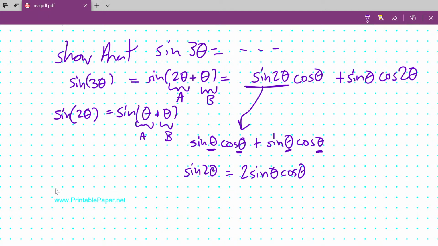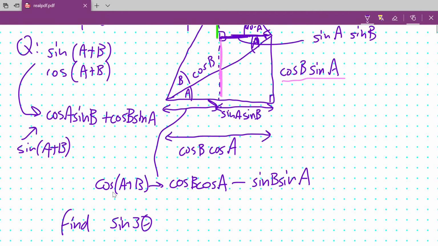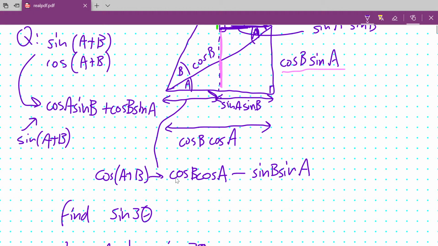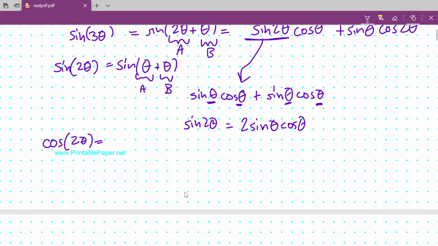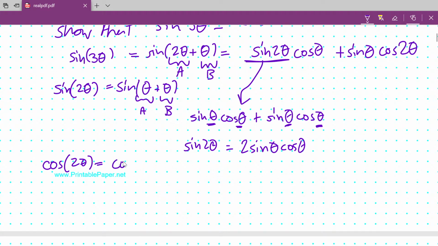And secondly, to find cosine 2 theta, you have cos b cos a minus sine b sine a. And if both a and b are theta, you just have cos theta times cos theta minus sine theta times sine theta. Or you might recognize that it's cos squared theta minus sine squared theta. So this is equal to cos theta times cos theta minus sine theta times sine theta, or cos squared theta minus sine squared theta.